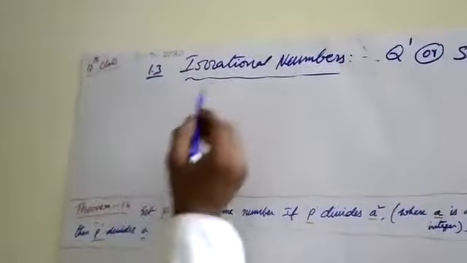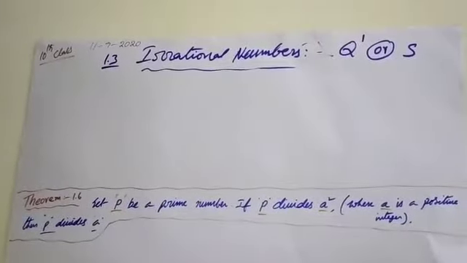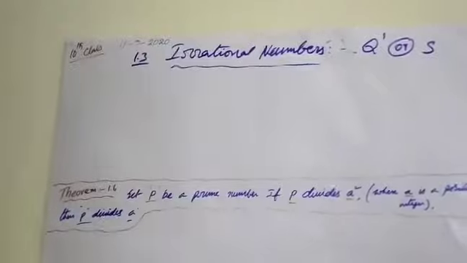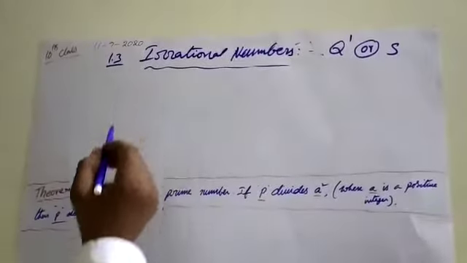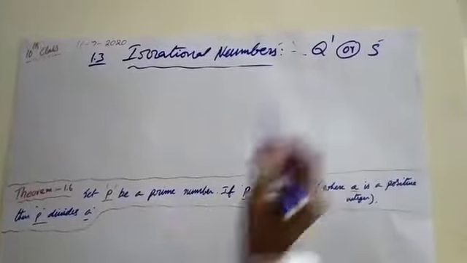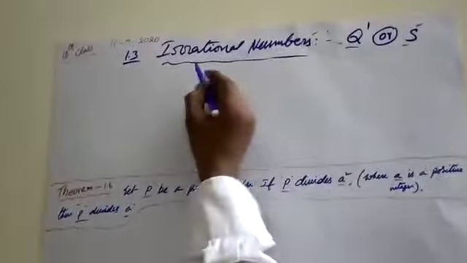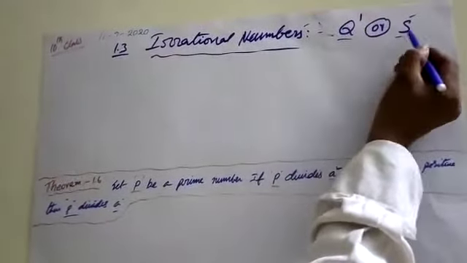The continuation of last class. See here, irrational number. What is the meaning of irrational number? We cannot write it in the form of a rational number. That is called an irrational number. The irrational number is denoted by Q dash or capital S. Both are the same. Therefore, the irrational number is denoted by Q dash or S.